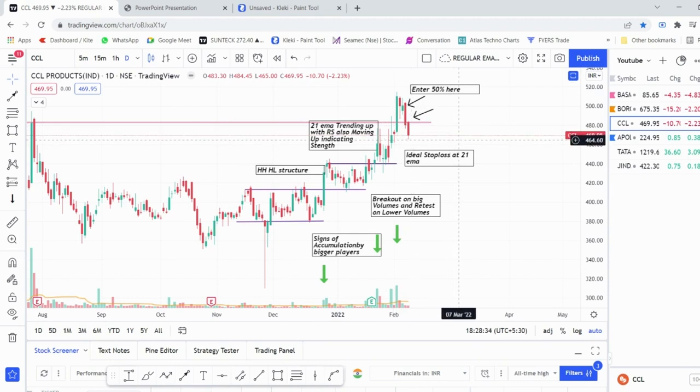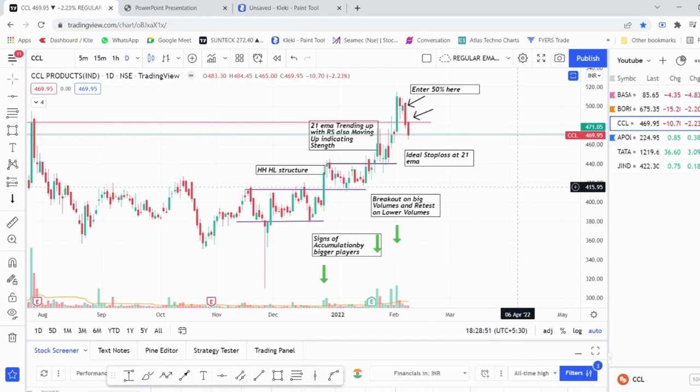So in this case, we can now say that the breakout has failed, and also the stop loss would have been hit if you would have taken a trade anywhere in between. So in this case, your stop loss should be below the resistance area and around this level. It should be around 3 to 4% just below the resistance area, so that you have some room for the volatility in the stock.